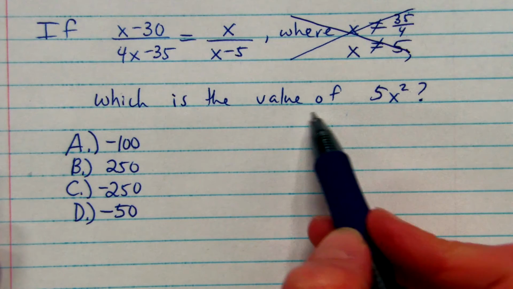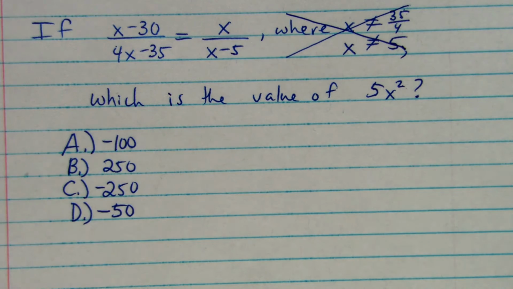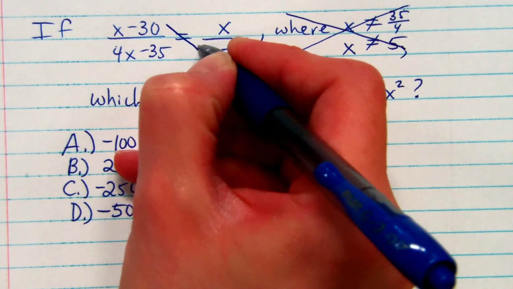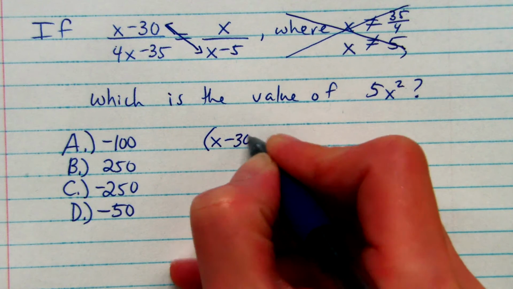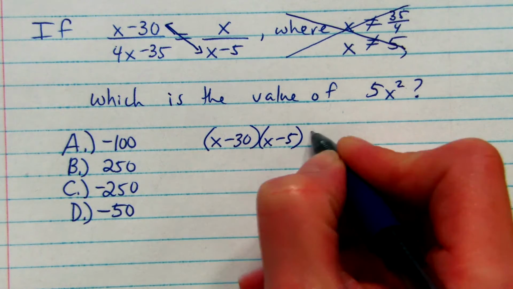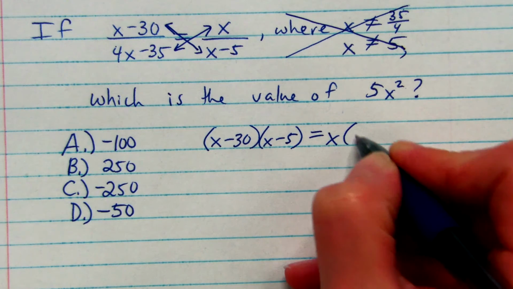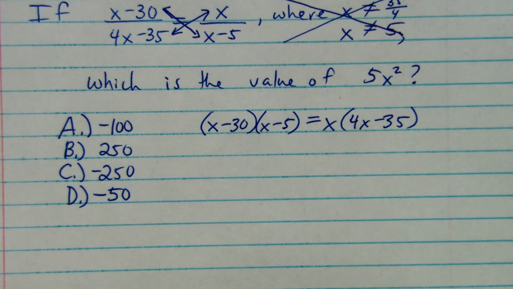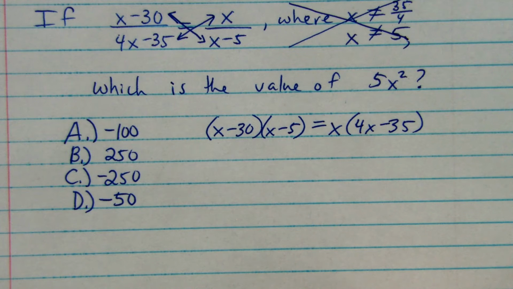So it's weird because it's asking us for the value of 5x squared instead of just x, but we're going to solve like we're looking for x. This is a giant proportion, really, so we're going to cross multiply. I'm going to take these two and multiply them. So it'd be x minus 30 times x minus 5, and that's equal to these two expressions multiplied, so x times 4x minus 35. I've made this example a little bit more complicated than what was actually on the test, but it'll work and you'll get the idea.